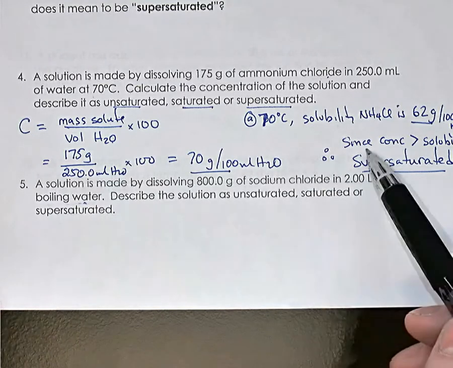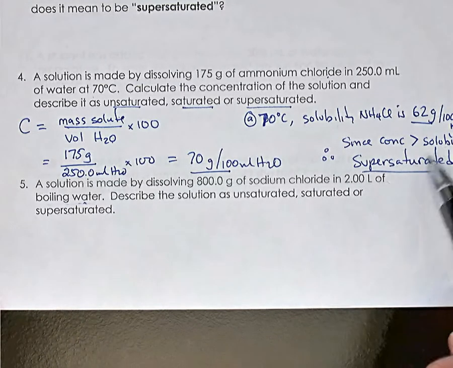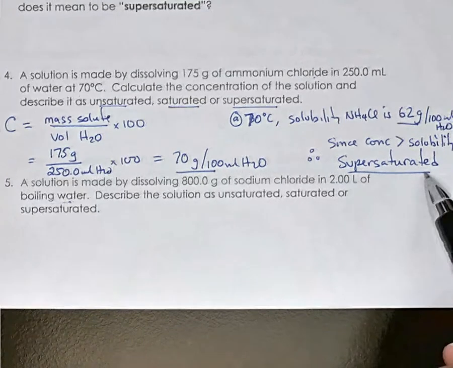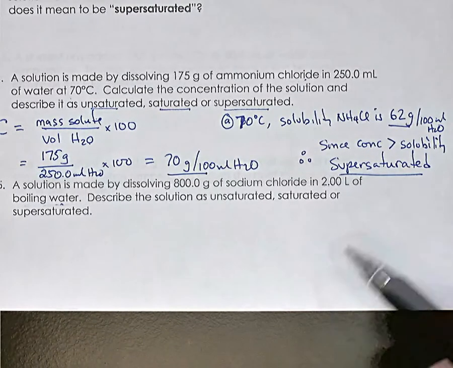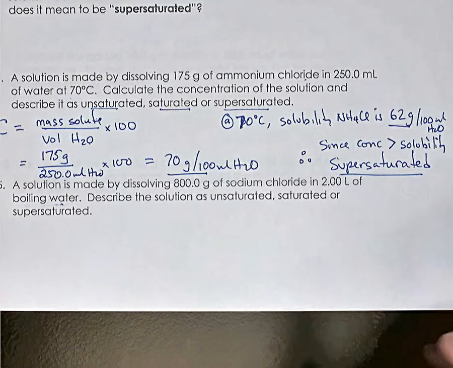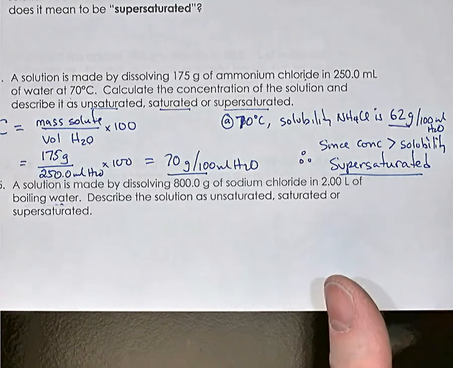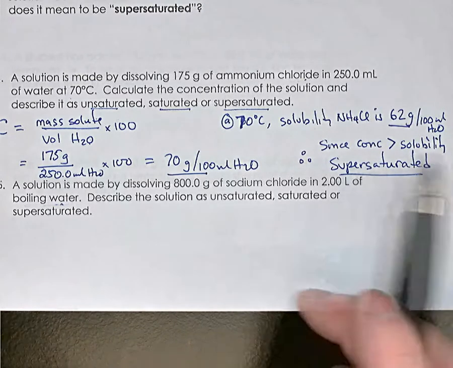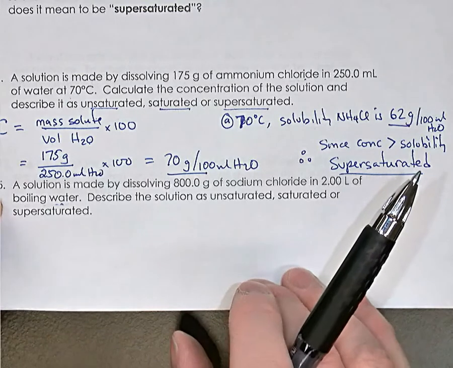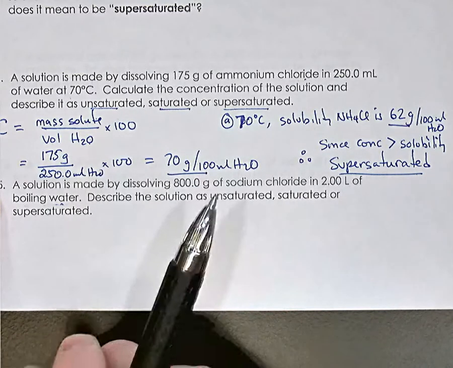If your concentration is greater than your solubility, you have a supersaturated solution. If your concentration were equal to your solubility, you'd have a perfectly saturated solution. And if your concentration was less than your solubility, you'd have an unsaturated solution.